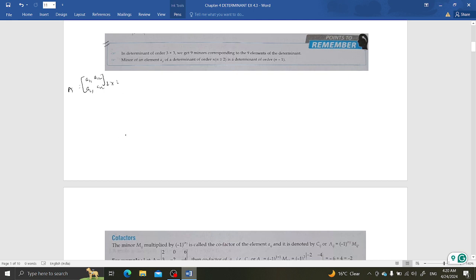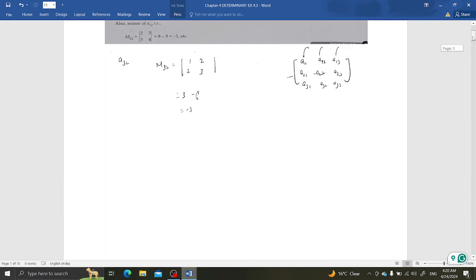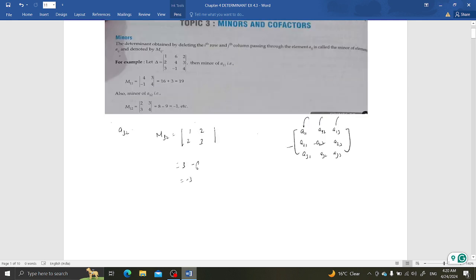Now, the minor of an element aij of a determinant of order n, where n is greater than or equal to 2, is a determinant of order n minus 1. What they are saying, we can observe above. See, it is a 3 cross 3 determinant, the size of this determinant is 3. If the size of the determinant is 3, then the minor for any element will be of size 2 cross 2.